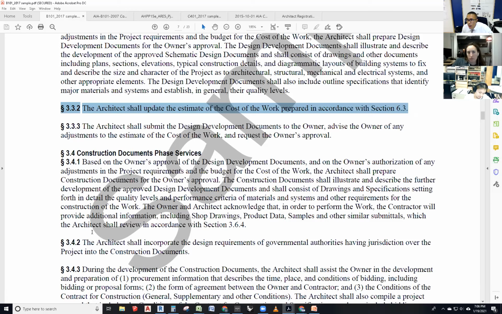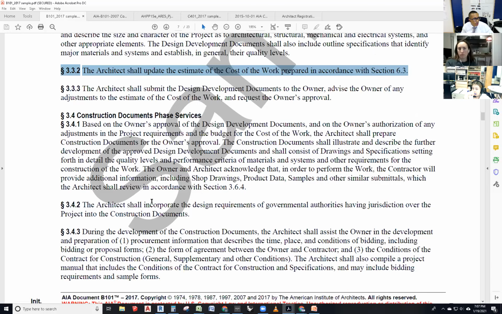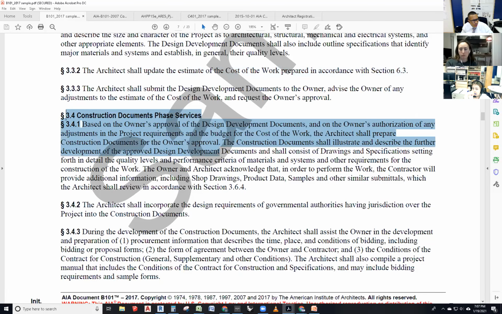You just can't show up at the end of the design development with a $5.5 million project when it's supposed to be 5 million. As an architect, you're supposed to be at that. Now, if you are at 5.5, you could advise the owner to increase the budget. And if they did and they sign off on your design development, then you don't have to revise anything, right? You've got to let them know. So let's go back to 3.4.